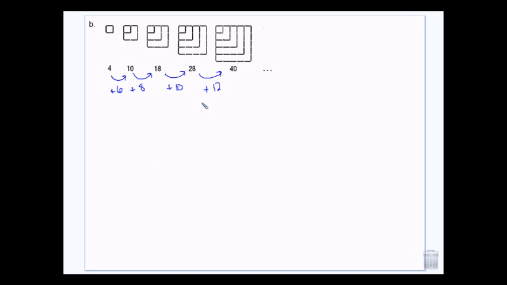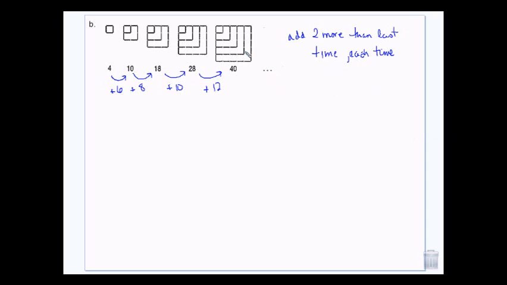Yeah, I'm adding 2 more than the last time each time. Okay. Or you could say, you know, the number you add increases by 2. However you want to word that, just so you recognize that every time you're adding what you added last time plus 2 more.